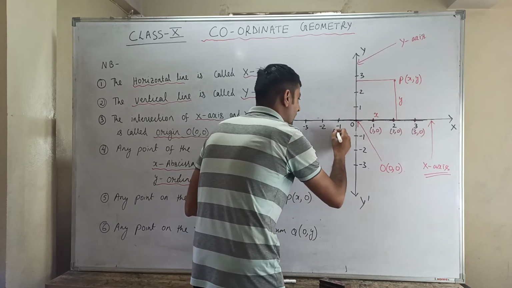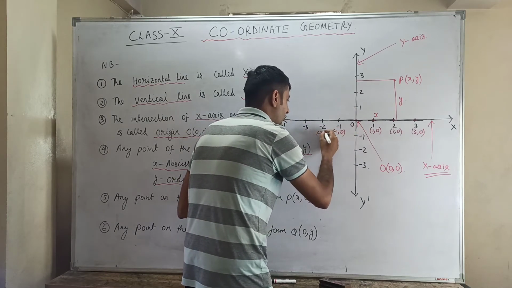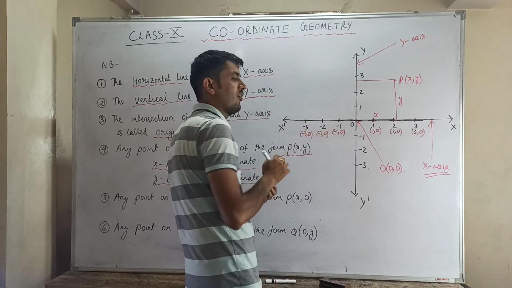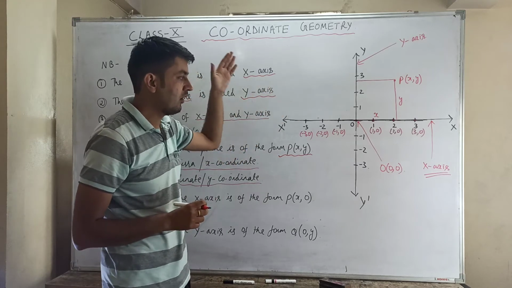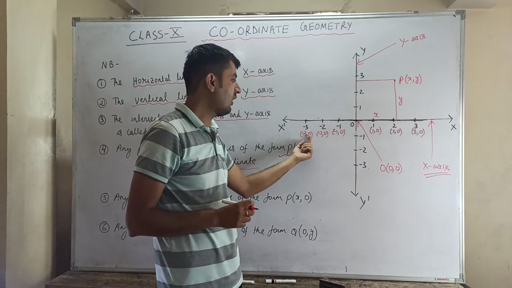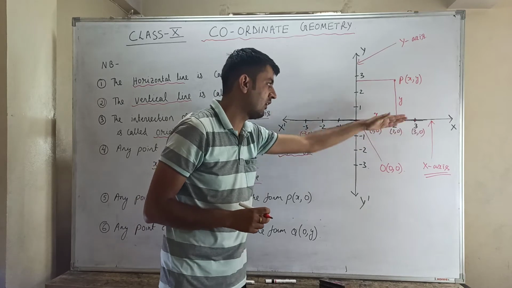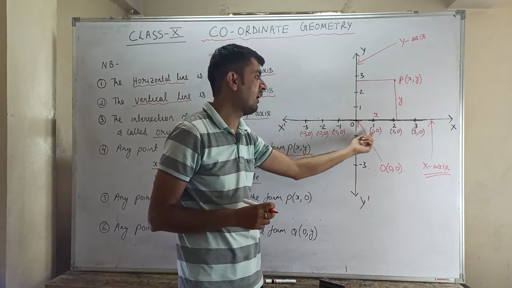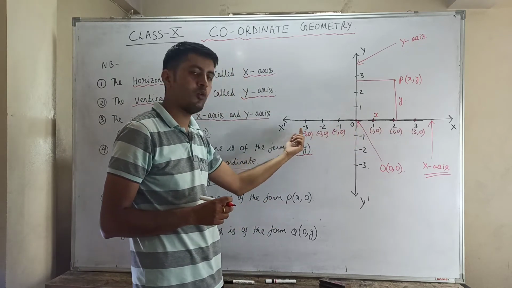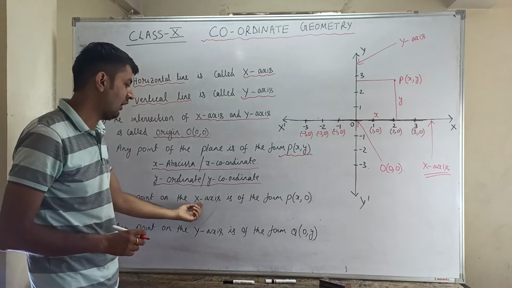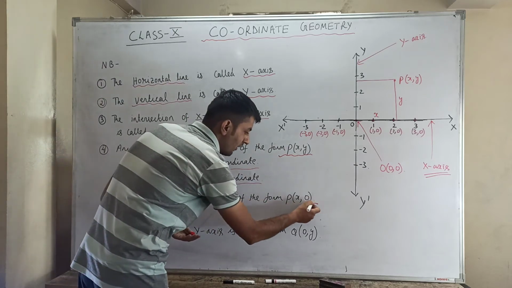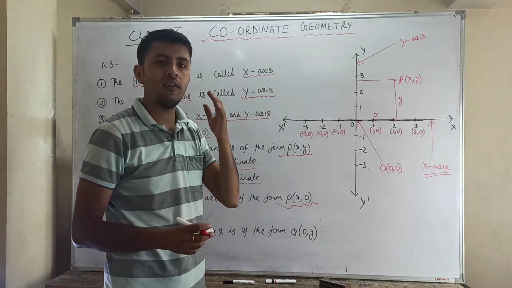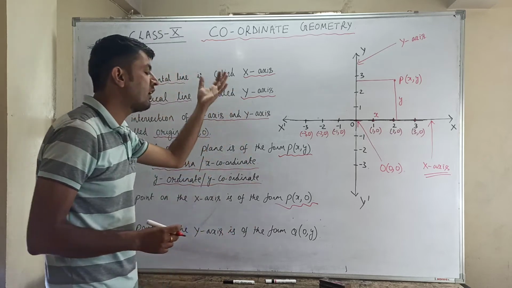Out here it will be minus 1, 0, minus 2, 0, minus 3, 0. So if you can see at these coordinates, your y coordinate is the same on this line, in the x-axis. Only your x coordinate is changing: 1, 2, 3, minus 1, minus 2, minus 3. So any point on the x-axis is of the form P(x, 0). So x can be 1, 2, 3, 4. You can keep on changing the value.